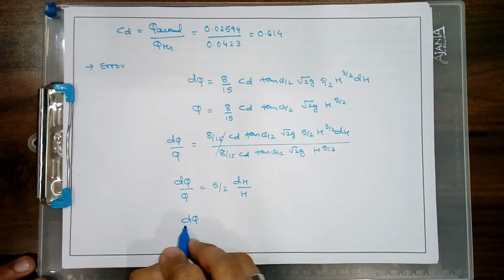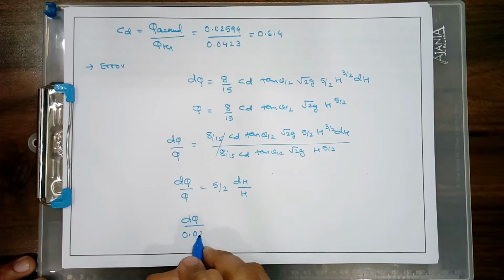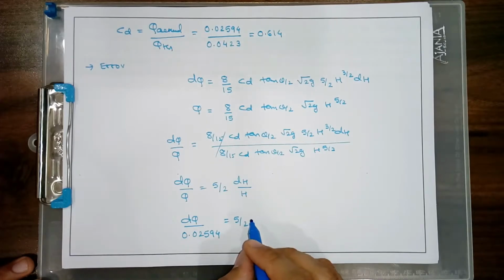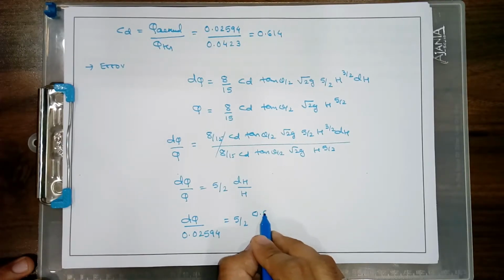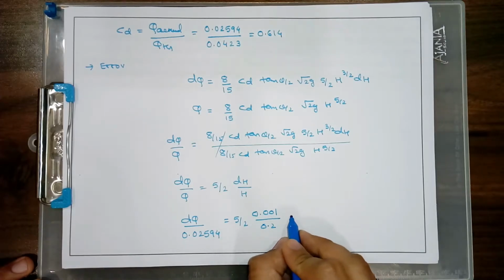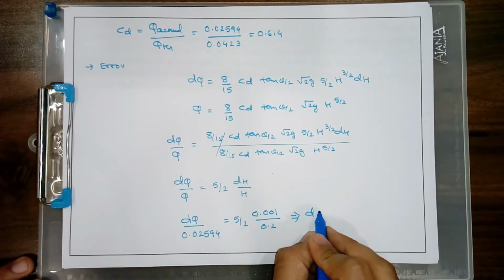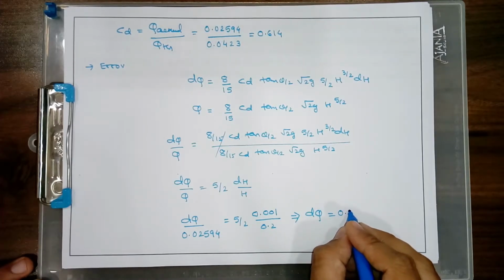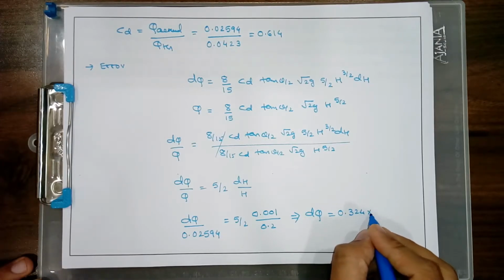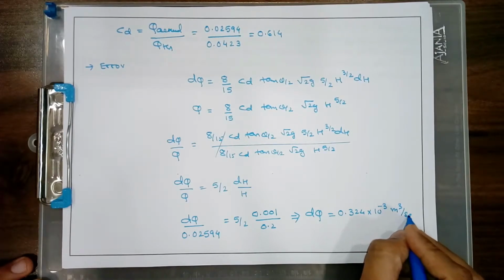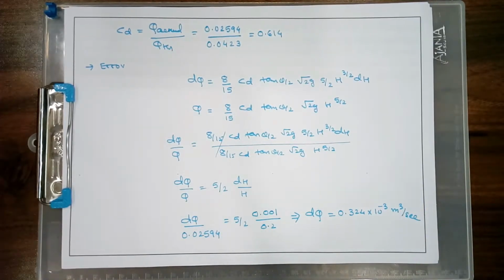So we put down the values. dq upon q, that is 0.02594, equals 5 by 2 into the error in measurement of head, which is 1 millimeter, so it becomes 0.001 meter, and the head available, that is 0.2 meter. From this we get the error in measurement of discharge, and that is 0.324 into 10 to the power minus 3 meter cube per second. So this is our second answer.